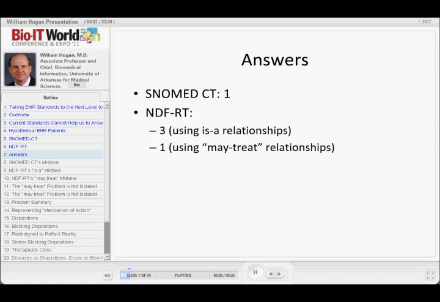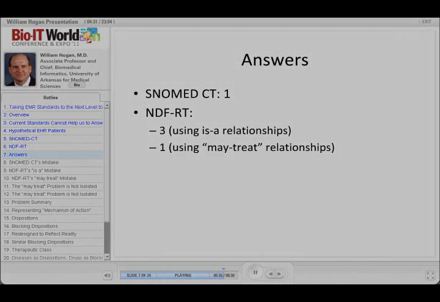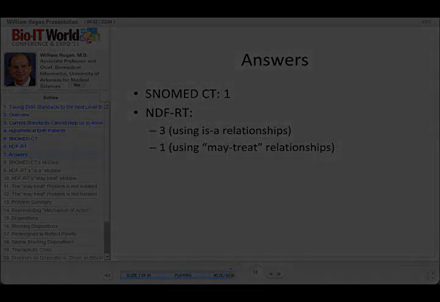If we use SNOMED CT to query our small sample fake EMR data set, it tells us that 1 patient has hypertension and is not on an antihypertensive medication. And there are 2 ways we can get the answer from NDF-RT, and I'll show you those 2 ways. With the first way, we get an answer of 3, and with the second way, we get an answer of 1. So these resources uniformly give us varying and wrong answers.